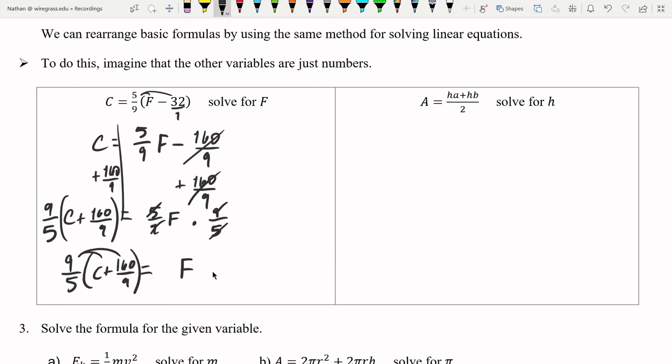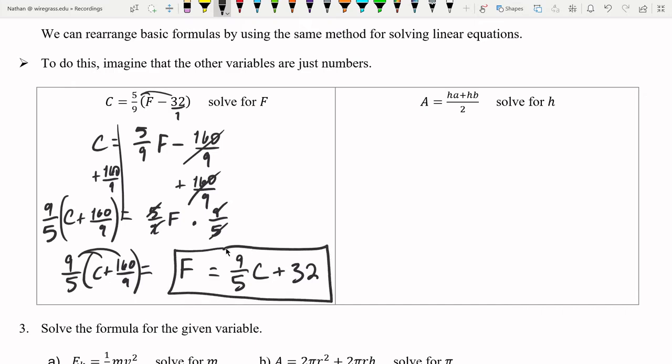The c is quite simple. I'm going to write it on this side. 9/5 times c. And you can see, well, 9/5 times 160 over 9, the 9's cancel. And the 5 reduces with the 160 to make it 32. And this is a much nicer form to have it in.